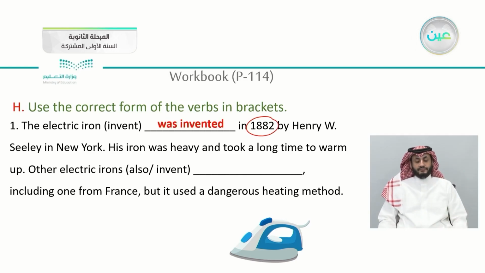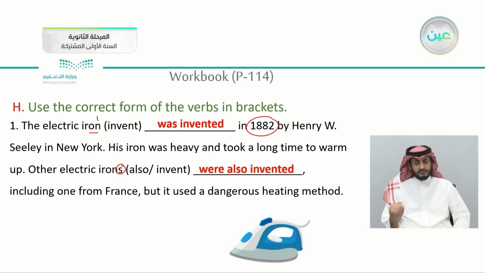So, it was invented in 1882 by Henry W. Seeley in New York. His iron was heavy and took a long time to warm up. Other electric irons were also invented, including one in France and others. So we're speaking about irons, not one, more than one. So they were also invented in France, but it used a dangerous heating method. So one time we're speaking about the electric iron, which is one. However, here, more than one, we used were.